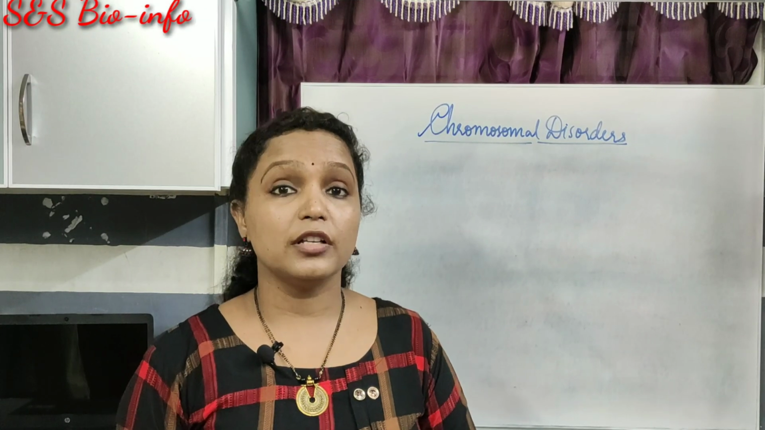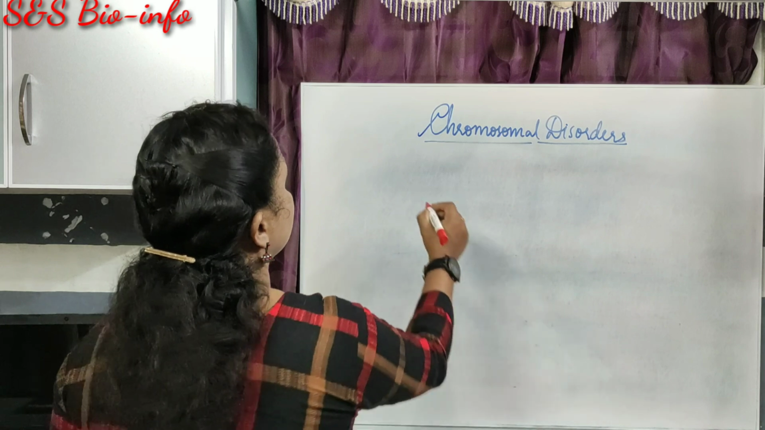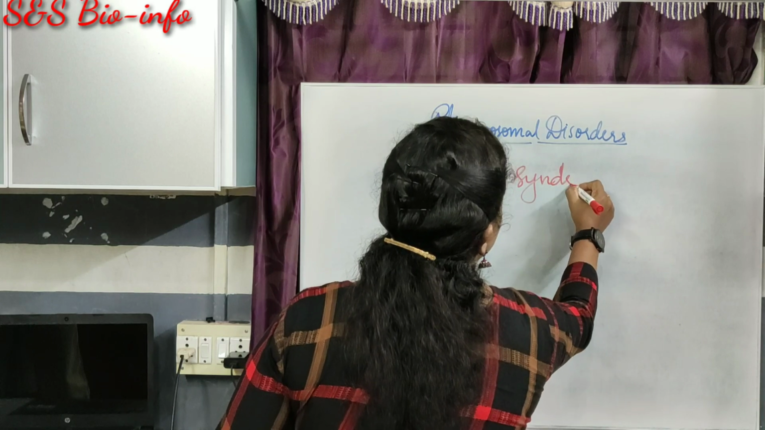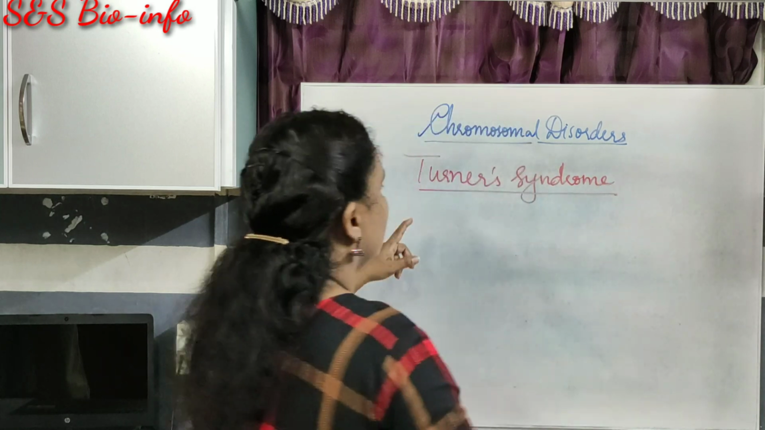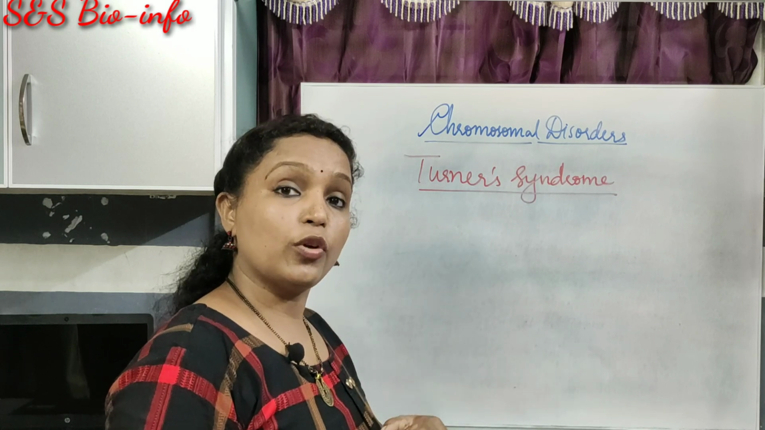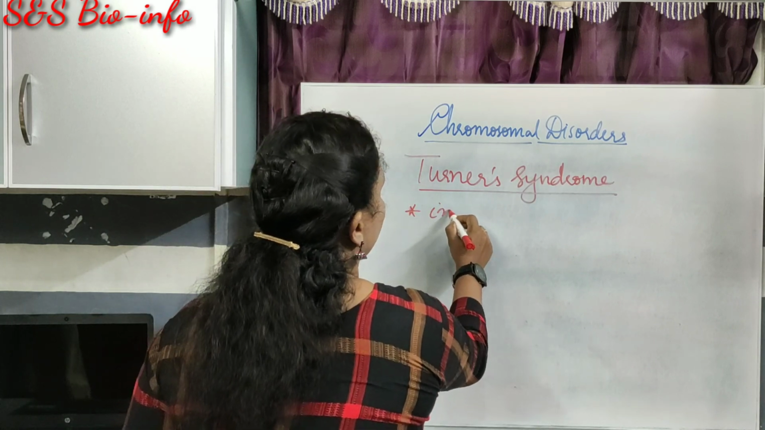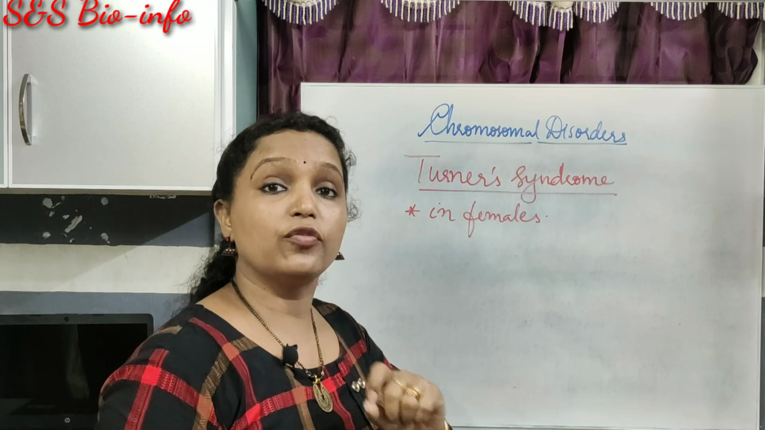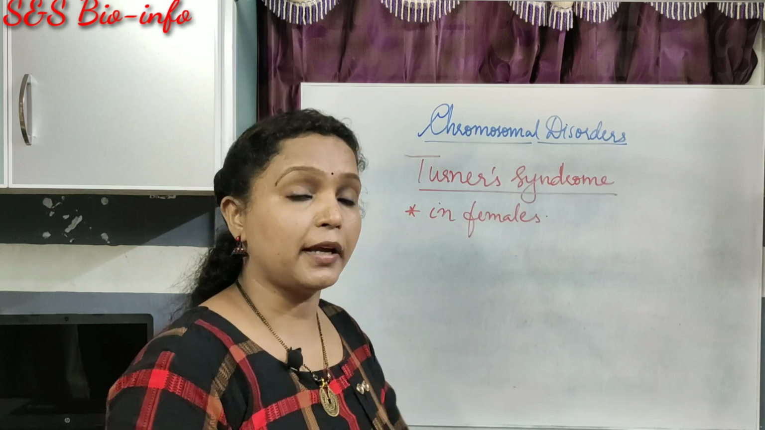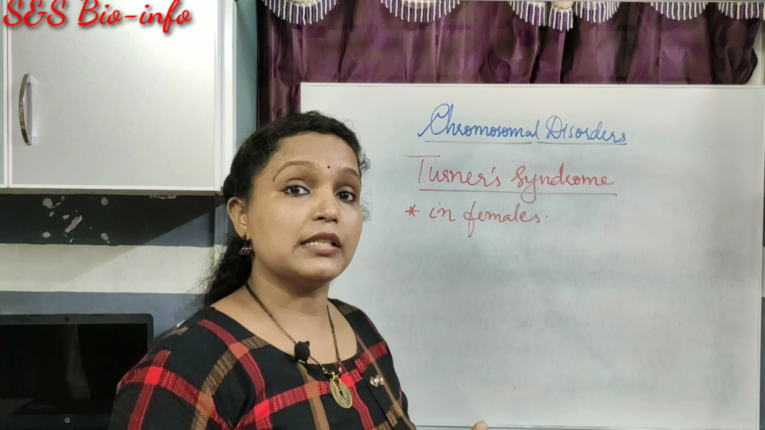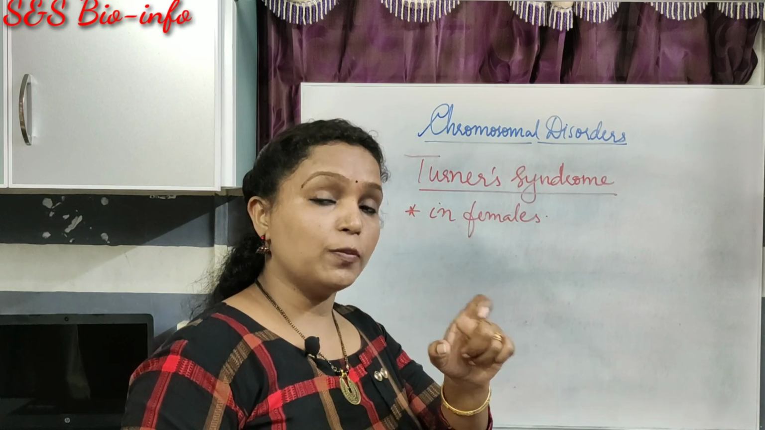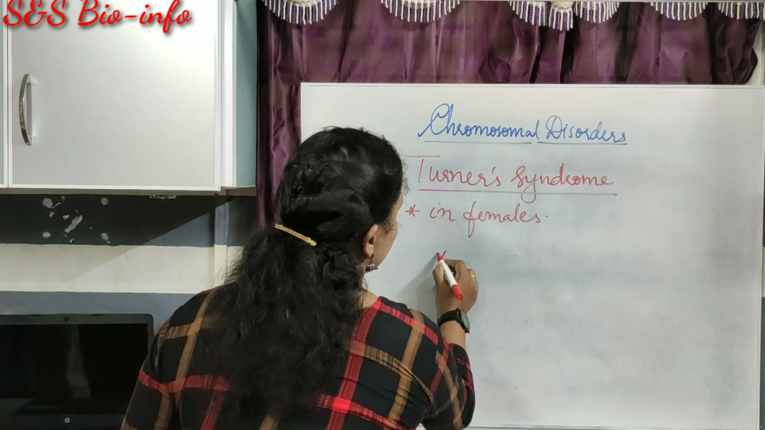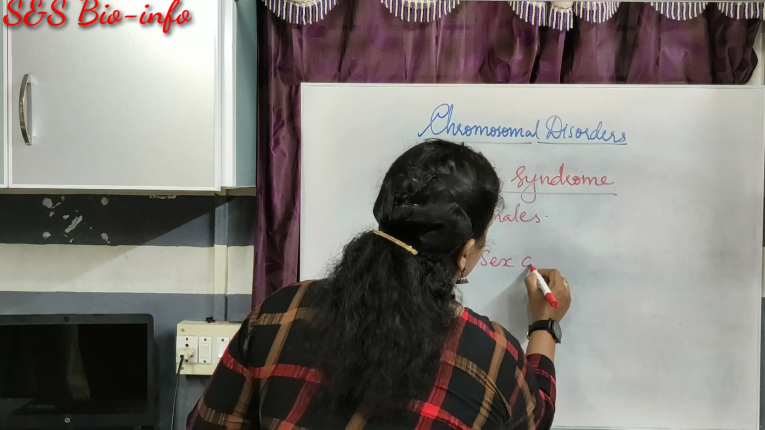The next chromosomal disorder is Turner's syndrome. This chromosomal disorder usually occurs in females. It occurs due to the absence of one X chromosome in the sex chromosome pair. We know that the males as well as the females have 22 pairs of autosomes and one pair of sex chromosomes. In the case of female, the last pair is the XX pair, the sex chromosome pair.